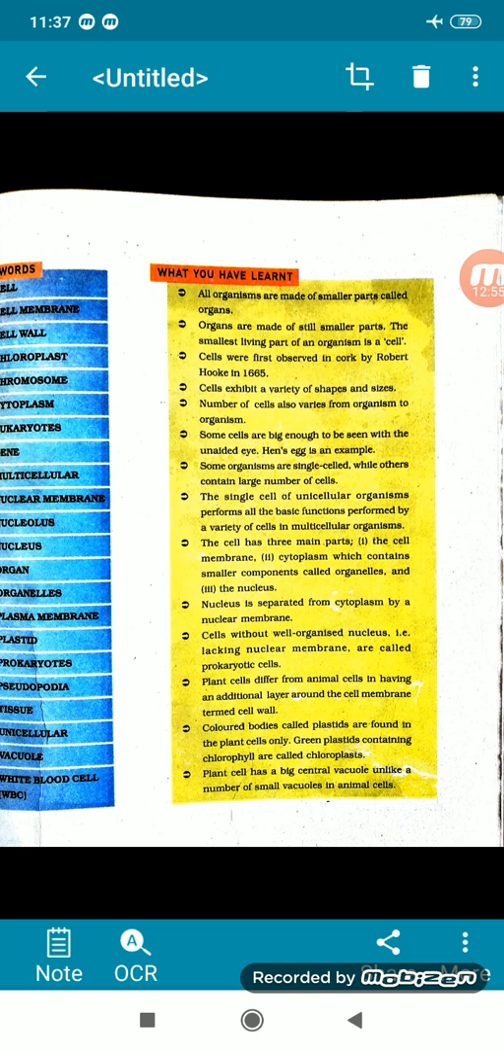Cell has main three parts: cell membrane, cytoplasm and nucleus. Nucleus is separated from cytoplasm by the nuclear membrane. Cells without well organized nucleus are called prokaryotic, and with nuclear membrane are called eukaryotic. Okay. So colored bodies called plastids are found in plant cell only. Green plastids containing chlorophyll are called chloroplast. Plant cell has a big central vacuole, unlike a number of small vacuoles in animals.